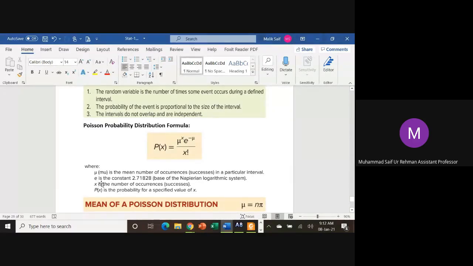Then E is there. You are familiar with this E. This is a constant, and its value is 2.71828. Then comes X, the number of occurrences or successes in some experiment. Then probability of X is the probability for a specified value of X. So this is the formula that you have to remember whenever you are interested in solving some problem with regard to Poisson probability distribution.